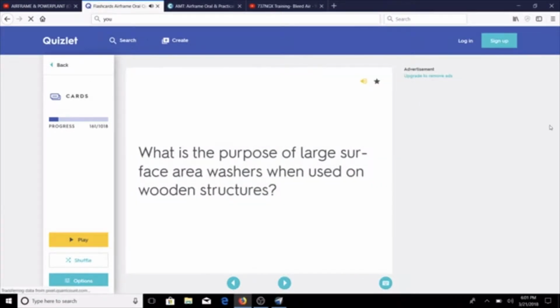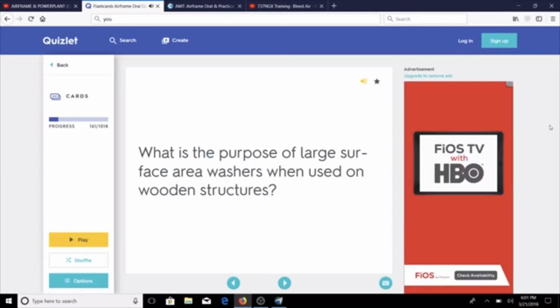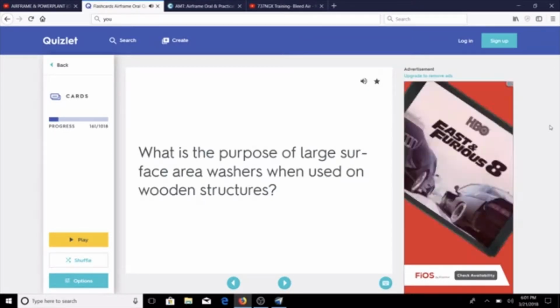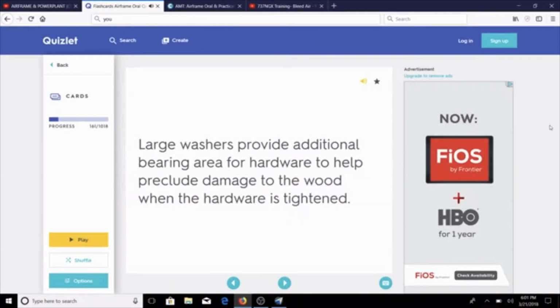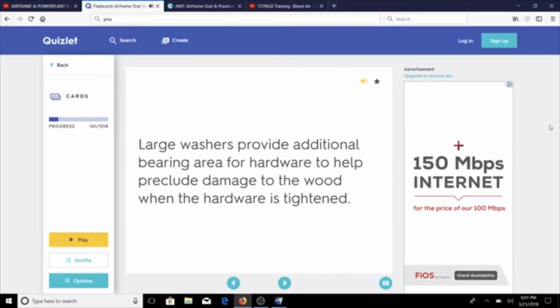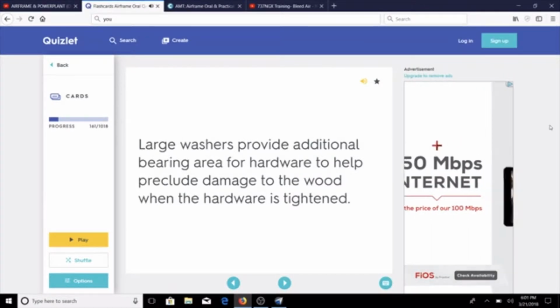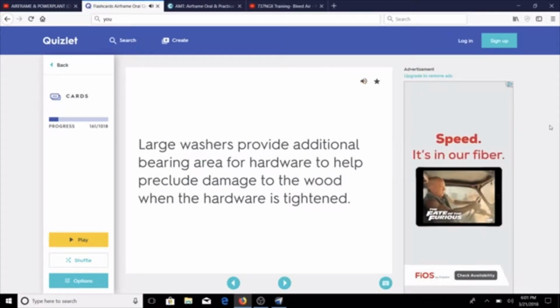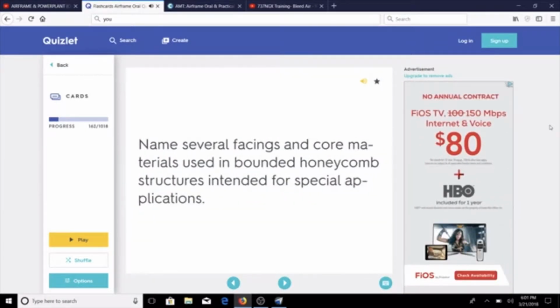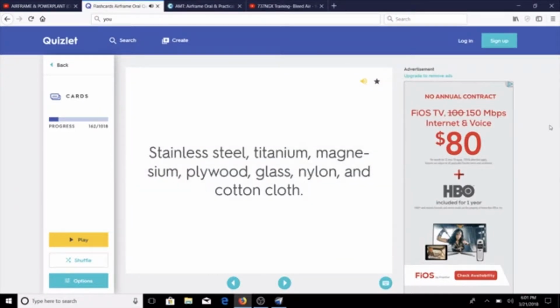What is the purpose of large surface area washers when used on wooden structures? Large washers provide additional bearing area for hardware to help preclude damage to the wood when the hardware is tightened. Name several facings and core materials used in bonded honeycomb structures intended for special applications. Stainless steel, titanium, magnesium, plywood, glass, nylon, and cotton cloth.